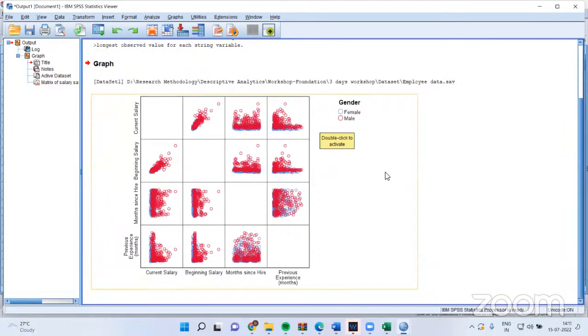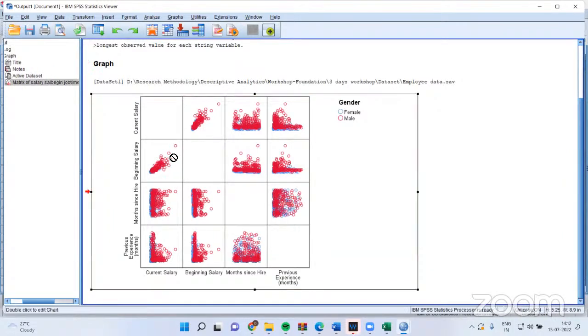Can you see the matrix? Yes, sir. You will be able to see that there is some relationship: with the increase in beginning salary, current salary is also increasing. So here it is showing some relationship. All others are not showing any relation. Kindly run it and you'll understand how we are working on the scatter plot matrix. Sir, please repeat the steps.